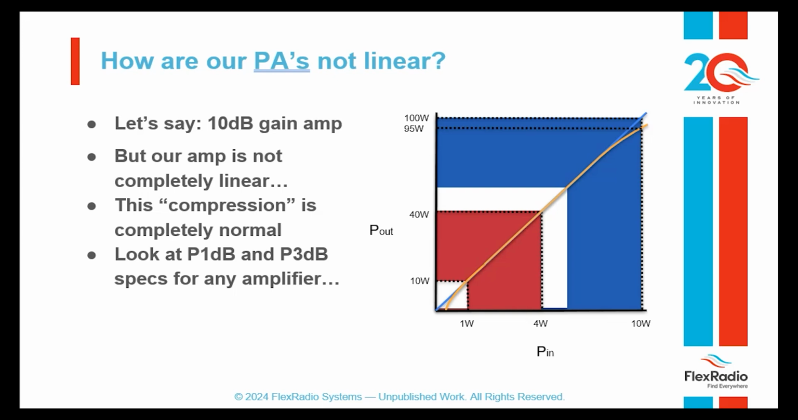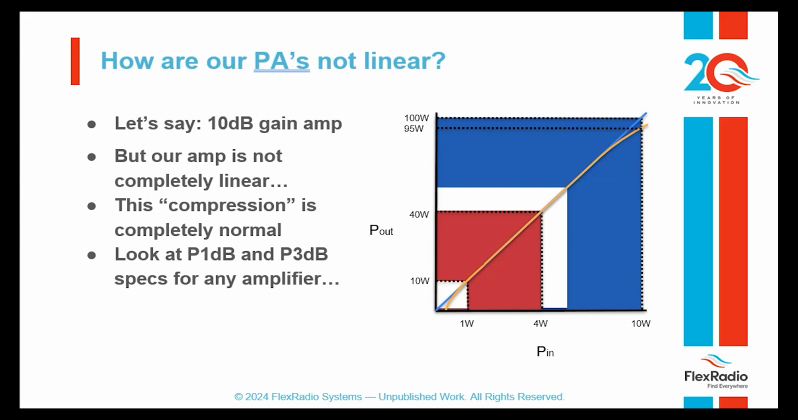And so what happens is if you put in 1 watt, this is going to be a 10 dB gain amplifier, we'd get 10 watts out. If you put in 4 watts, you get 40 watts out. If you put in 10 watts, you get 100 watts out. That's a perfectly linear amplifier.